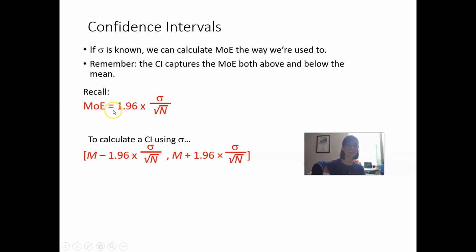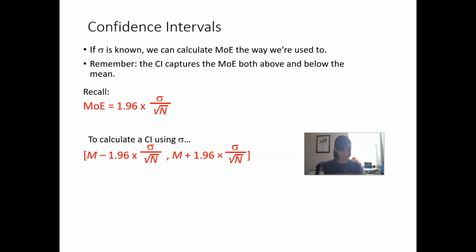So one of the things I will mention is that your confidence interval is basically going to capture your margin of error both above and below your point estimate. A margin of error is 1/2 of your confidence interval. So here, to calculate a confidence interval using sigma, so when you know sigma, you take the mean minus your margin of error, and then the mean plus the margin of error.